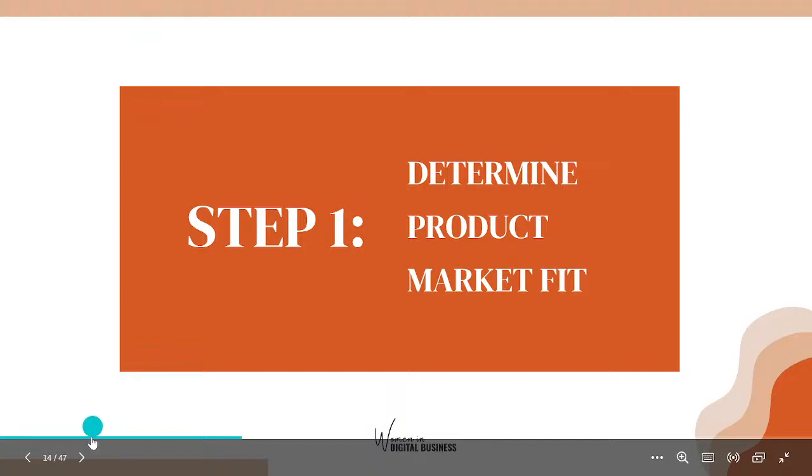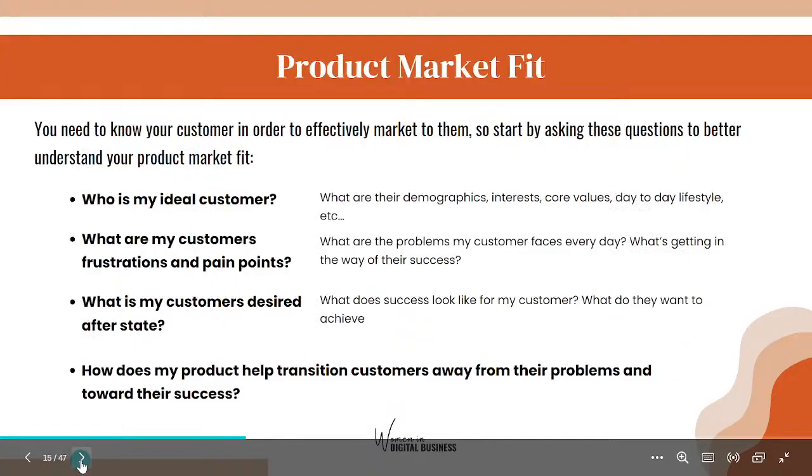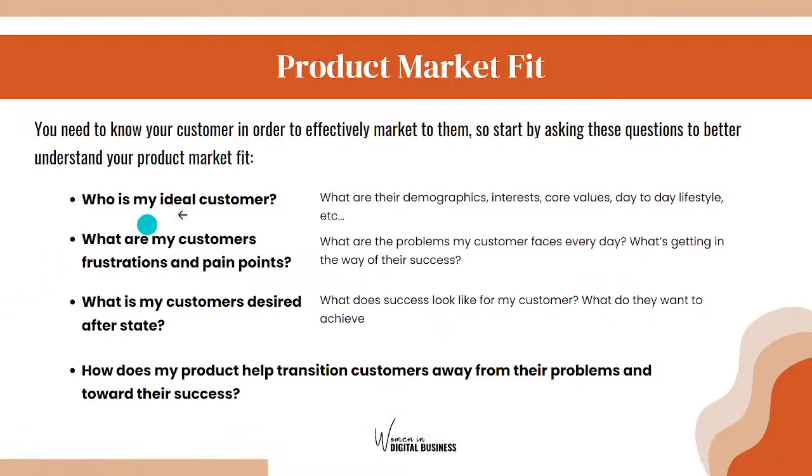Okay, so let's look at step one: determine your product and your market fit in a little bit more detail. You need to know your customer in order to effectively market to them. So start by asking these questions to better understand your product market fit. Who is my ideal customer? What are their demographics, interests, core values, day-to-day lifestyle? What time do they leave the house? Are they an introvert? Are they an extrovert? Are they family orientated? Are they in their heyday and going partying all the time? Are they vegan? Do they care about sustainability?